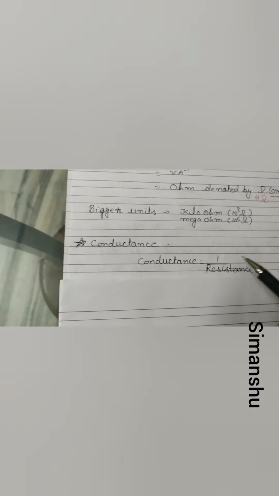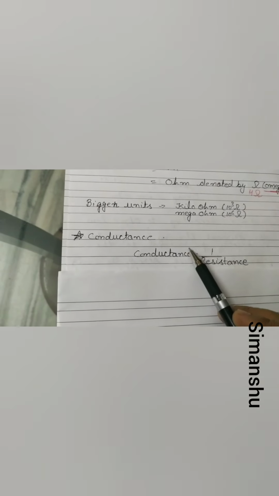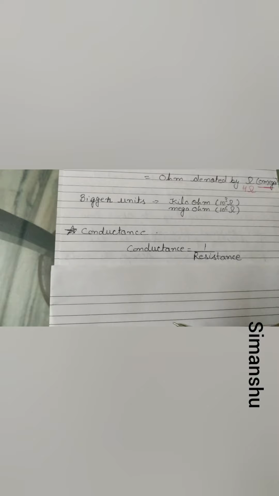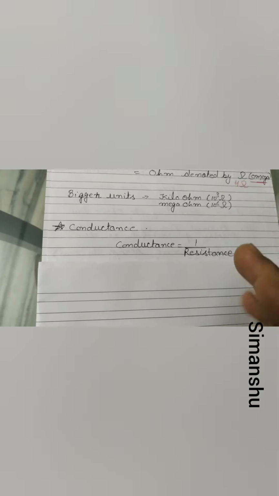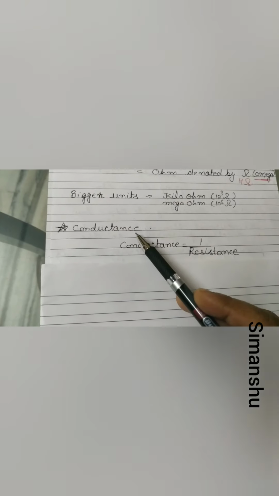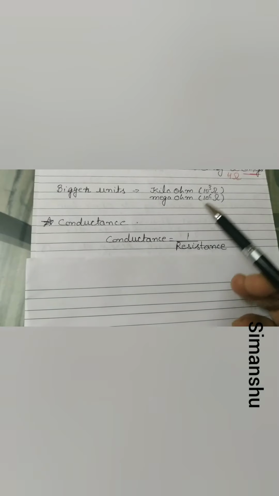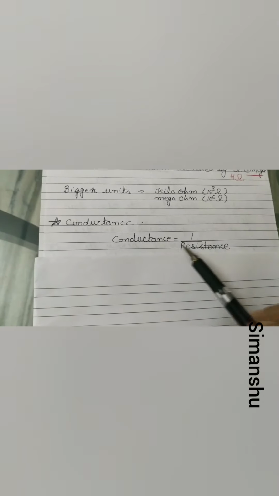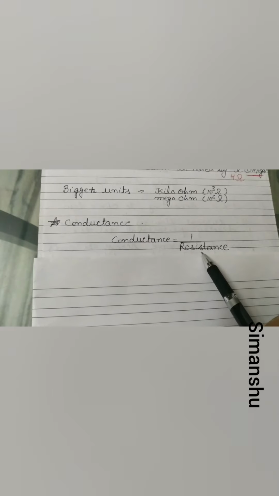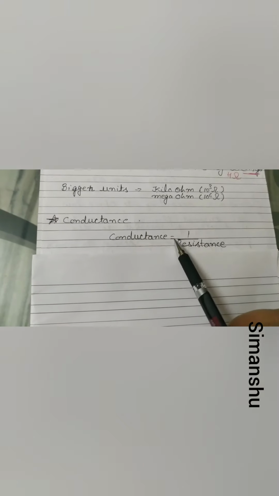Then we move toward the next topic, conductance. Simple. As we said earlier, resistance is opposition to the flow of current. It opposes the flow of current. Conductance, from the name itself, is how capable the conductor is of allowing the flow of current. It is the reciprocal of resistance. So we can write conductance is equal to 1 upon resistance.